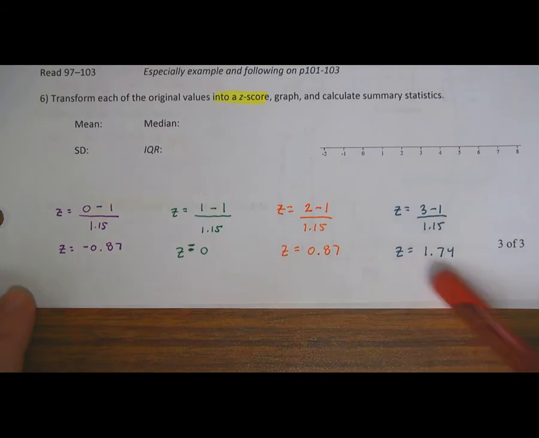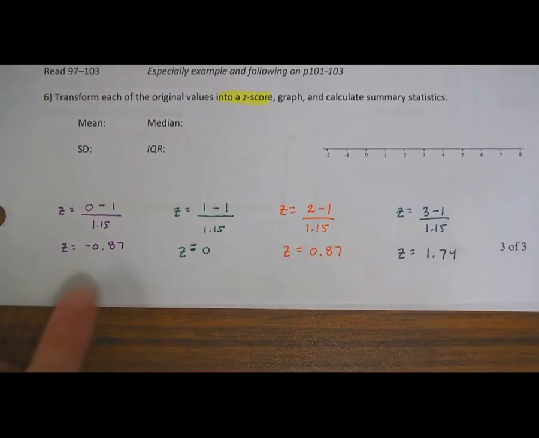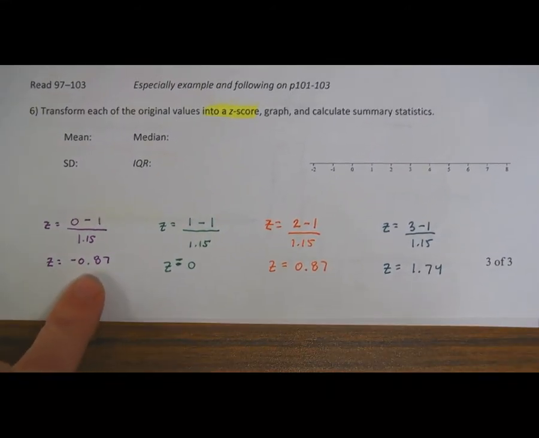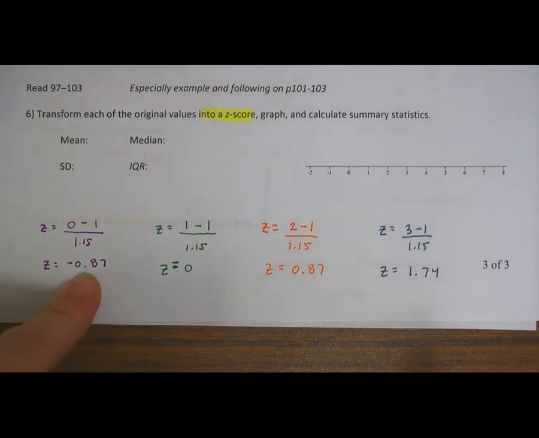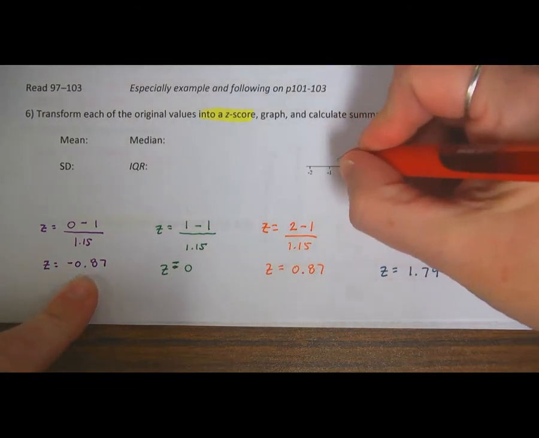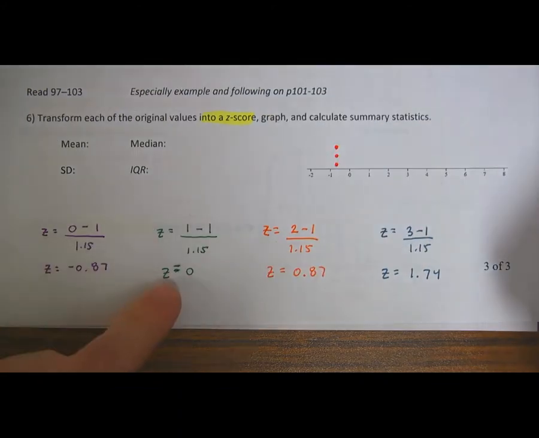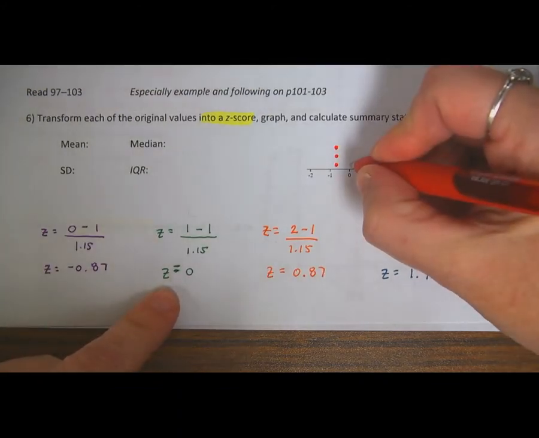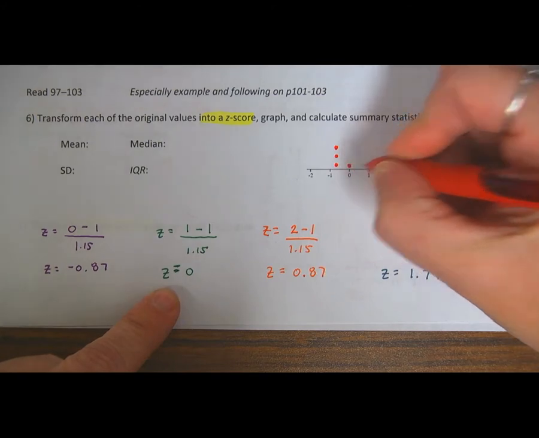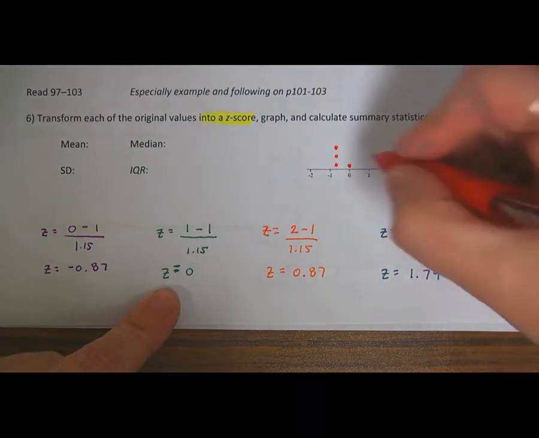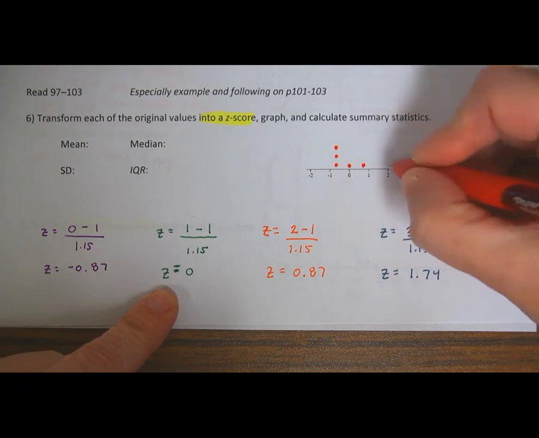Let's make a dot plot. Now we have 4 numbers, but remember that this negative 0.87, there's going to be a stack of 3 of those. So not quite to negative 1, we've got a stack of 3 of those. Then we have a dot at 0, and we have a dot at 0.87, and a dot at 1.74.